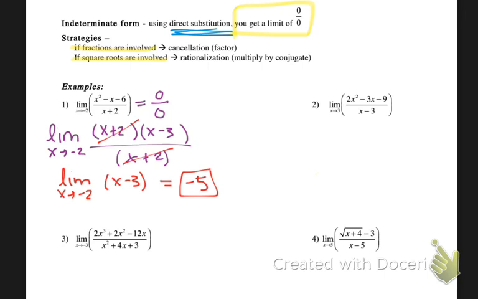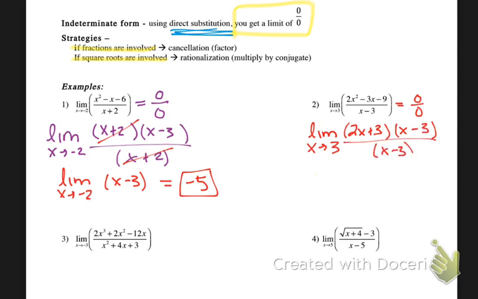Looking at number 2, the first thing we always want to try is direct substitution. When we substitute x is 3, we do get 0 over 0. So we're going to try some factoring and see if that fixes the problem. For the limit as x approaches 3, I am going to factor the numerator, which looks like it's going to be 2x plus 3 and x minus 3.